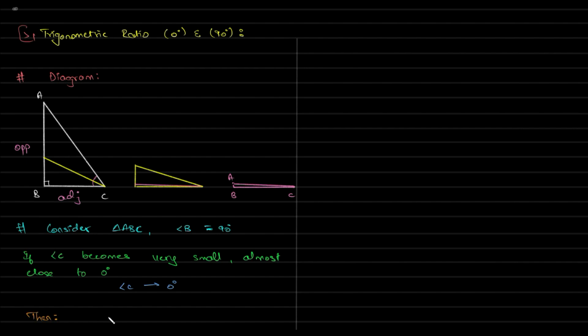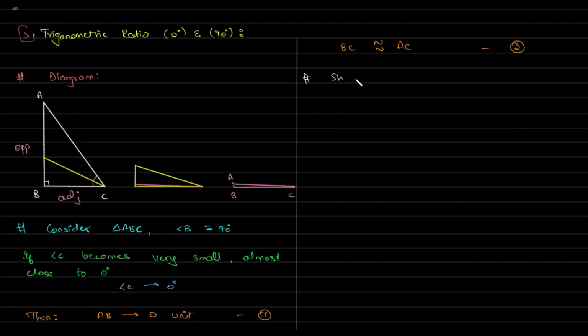Then what happens? Then we have the opposite side, AB, also going towards 0 unit. Right? It becomes very, very small, is it not? It will be almost close to 0. We'll call this equation 1. While your BC will be almost equal to the hypotenuse AC. Again, they won't be exact, but almost very, very close to, we can tell it's very negligible.